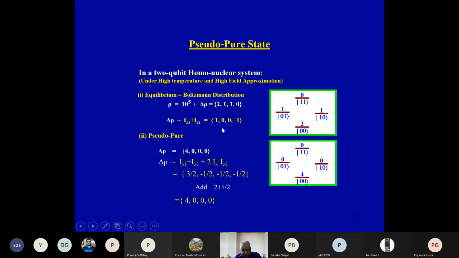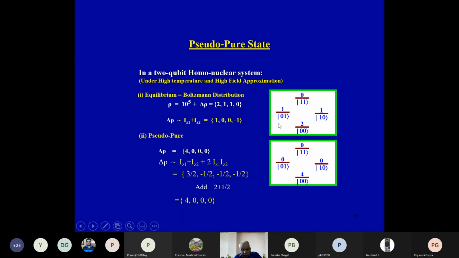So actually the population of this is 10 to the power 5 plus 2. The population of this is 10 to the power 5 plus 1. 10 to the power 5, 10 to the power 5 plus 1. I remove 10 to the power 5, and you can see later on I will show you that nothing happens to the unit matrix, it doesn't transform. So it doesn't make any difference.